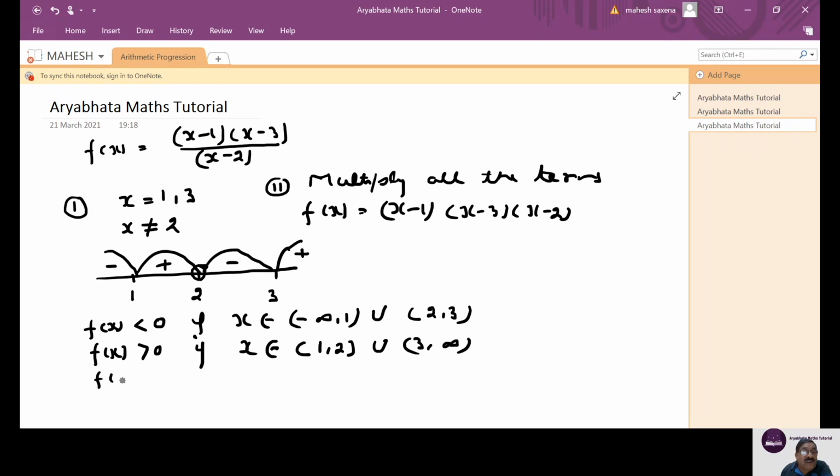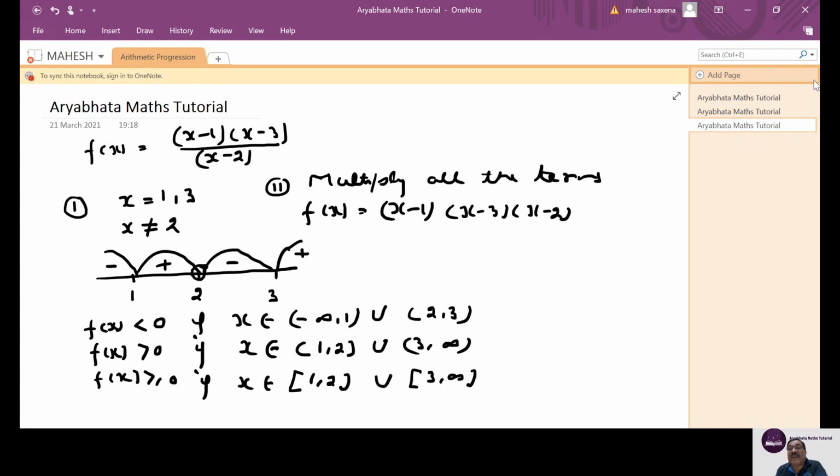For f(x) greater than or equal to 0, if x belongs to, positive sign is here, therefore x should be between 1 and 2, but 1 can be considered, 2 cannot be considered, therefore x is closed interval 1 comma 2 open interval, union 3 comma infinite. Here we may consider 3, therefore it will be closed interval 3 comma infinite.